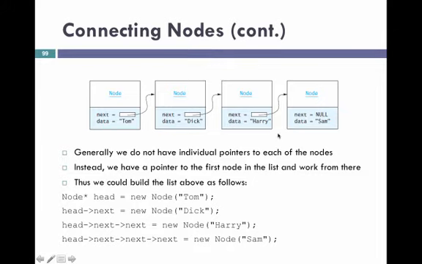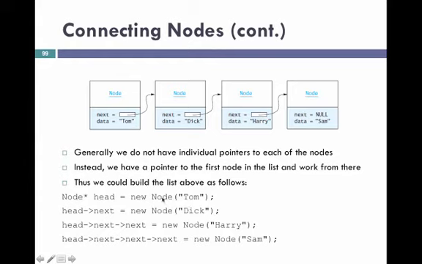Now generally when we have a linked list, we don't have individual variables in our program that point to each node in the list. Instead, we'll usually have a pointer to the first node in the list, and we'll work from there. So we often call the first node the head of the list. Here we have this variable head, that's a node pointer, and we can assign that to be Tom. So Tom will be the head of the list. Here's a notation we can use to set up all the other pointers in the list without any additional variables other than head. So head arrow next refers to Dick.